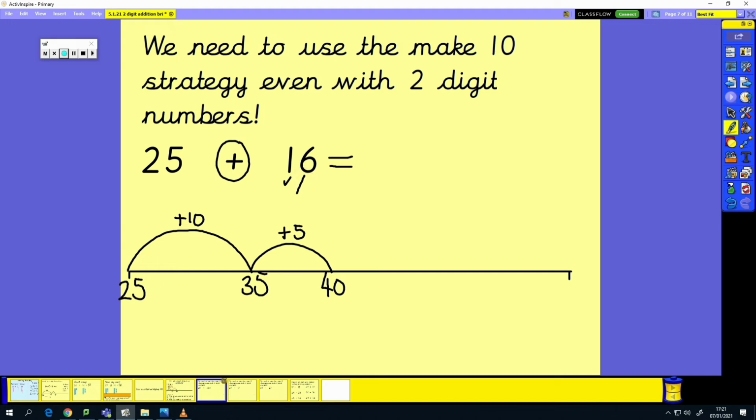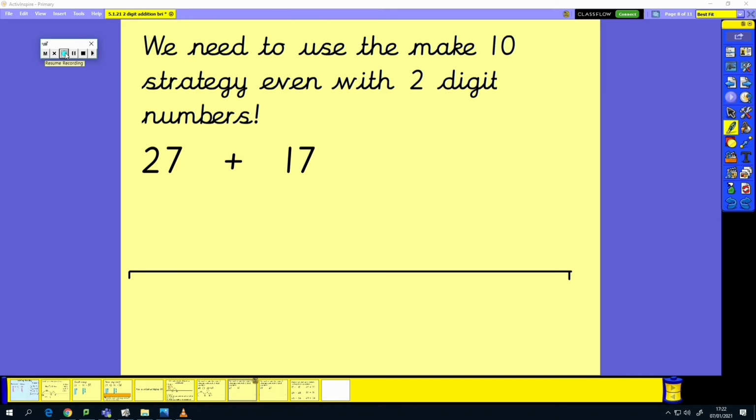So for one part of our 6 we've done so far is our 5. So think of our number facts, we are then going to find the other part, which is 1, because we know that 5 add 1 equals 6. So we're just going to add one more. And that takes us to 41. So you've now been able to add 25 add 16 equals 41. And you've done that using bridging 10 and making 10. Perfect. Let's have a go at another one.